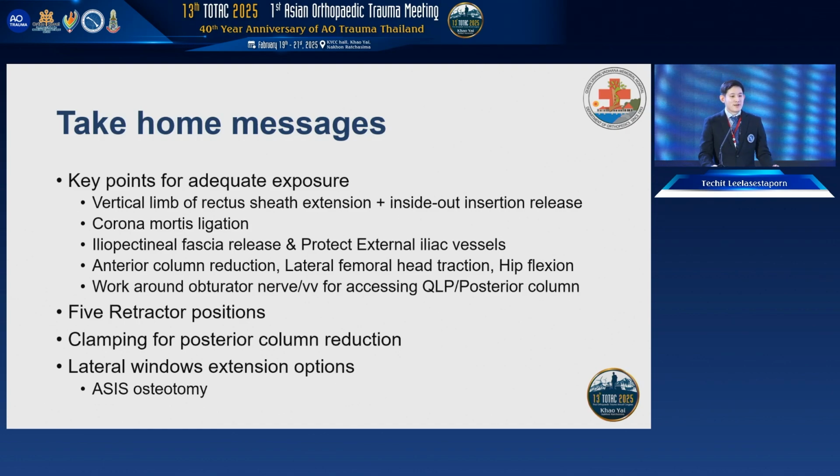Also, the displaced anterior column is making the external iliac vein close to the fractures. So we need to reduce the anterior column first in order to go further into the brim safely by using the lateral femoral head traction or the hip flexion. And we have to work around the obturator nerve and vessel to access the quadrilateral plate or the posterior column. We have 5 retractor positions that we have to keep in mind so that we get an adequate exposure.